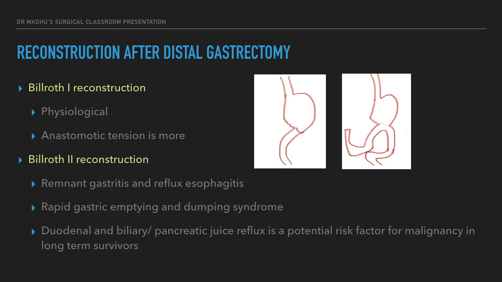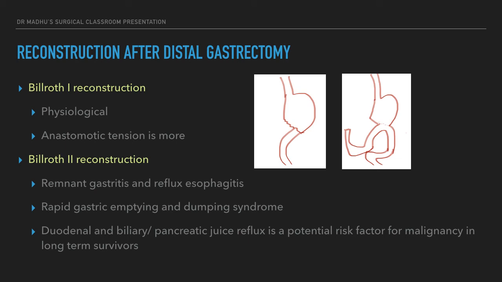So, what are the advantages and disadvantages of each type of reconstruction? A Billroth 1 reconstruction where a gastroduodenal anastomosis is performed is physiological because it retains the duodenal food passage and thereby normal upper abdominal digestion and absorption. However, you have to mobilize the duodenum for doing the anastomosis, so there can be anastomotic tension and its related anastomosis related complications.